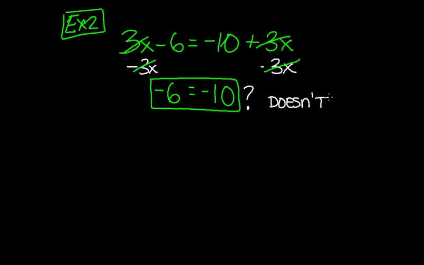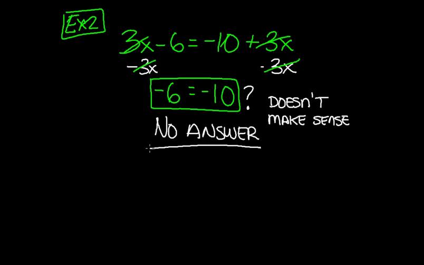If you're left with something where the variables just suddenly disappear and it doesn't make sense, it just means that there is no answer. There is nothing you could pick for x that will solve this equation, because this equation will never be true, because negative 6 never ever equals negative 10. So there's no answer for that.